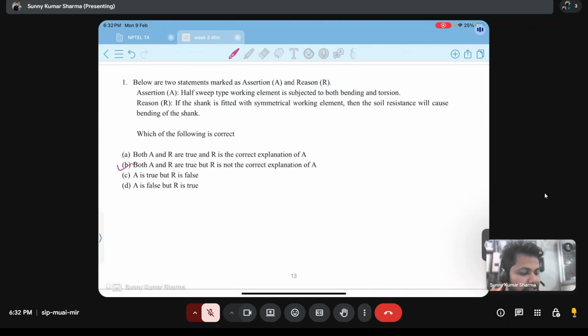So its answer will be both assertion and reason are true, but R is not the correct explanation of A.